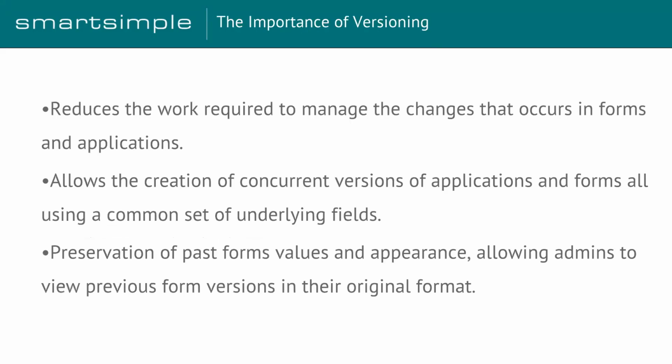All right, so the first thing we're going to do is talk about what versioning is and its importance. Versioning is a tool in SmartSimple that allows you to make basically concurrent versions of your custom fields in your UTA, so you can work on them separately while having a completely different version live and available to your applicants.